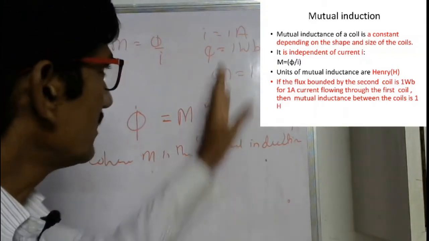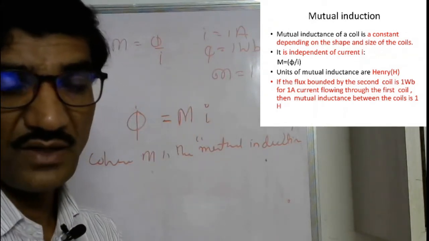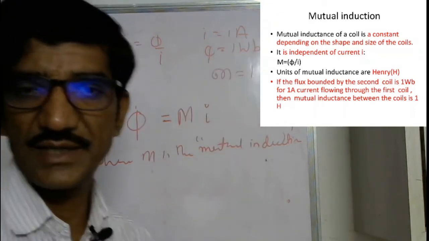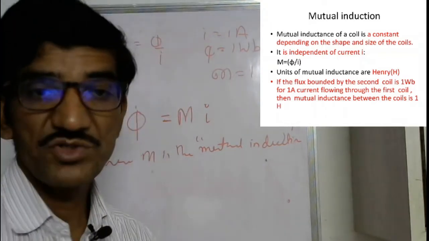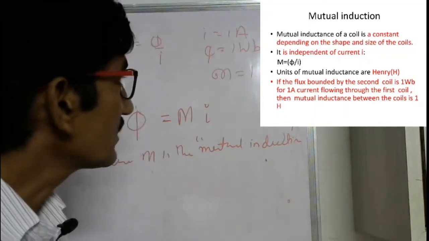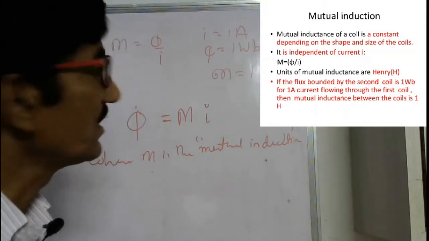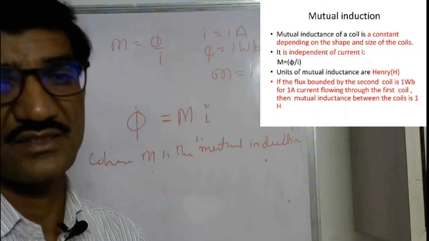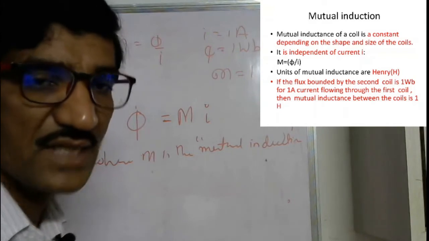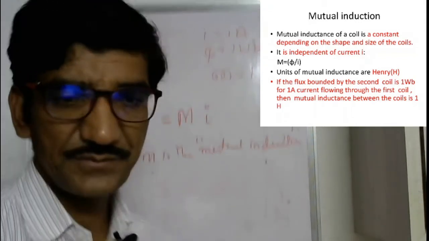Here this is the current in the primary coil, and this is the flux in the secondary coil. Then you have the mutual induction between those two coils as 1 Henry. Whenever 1 ampere current flowing through the primary coil is able to induce 1 Weber flux in the secondary coil, then we call the mutual induction between the two coils as 1 Henry. In this way, we define the Henry.